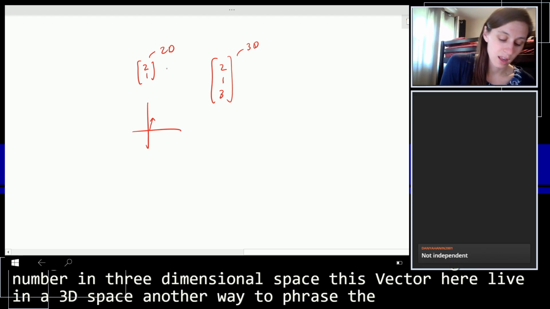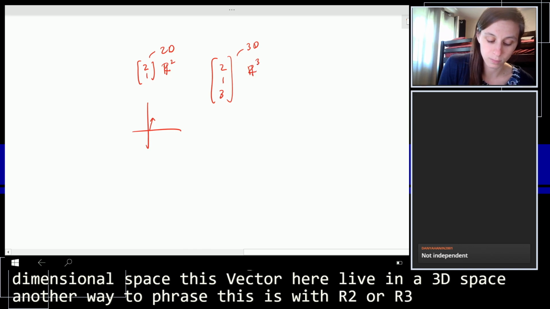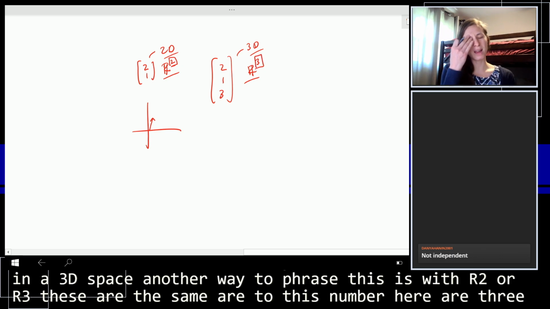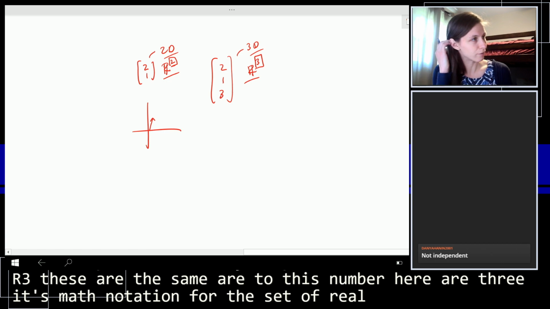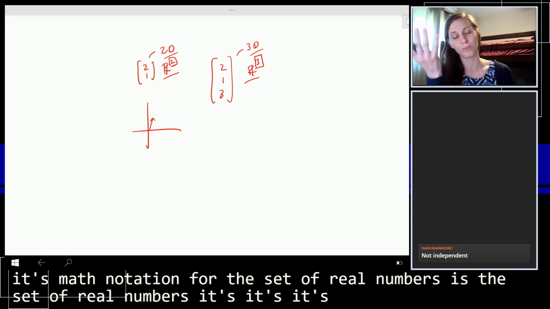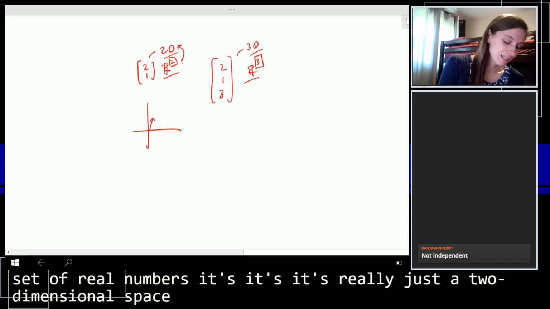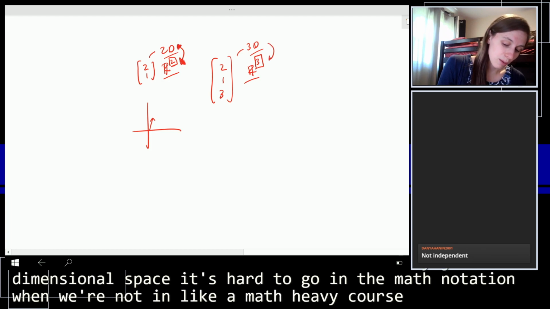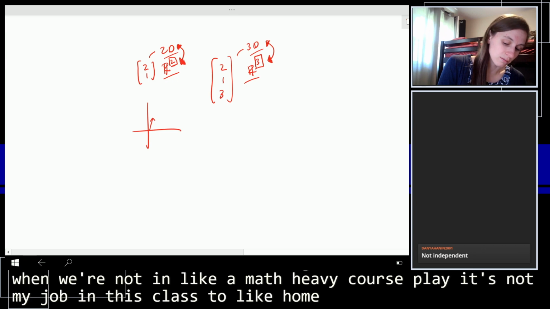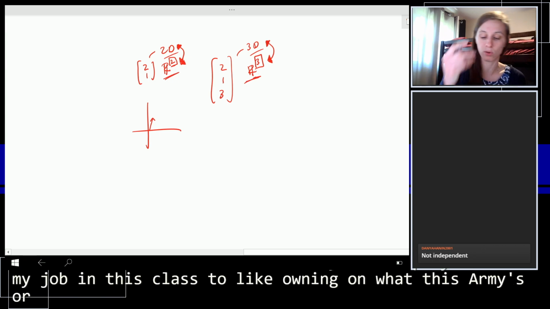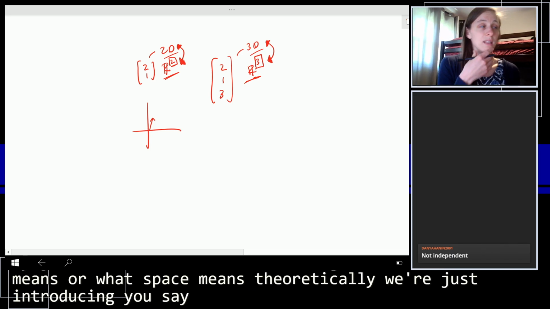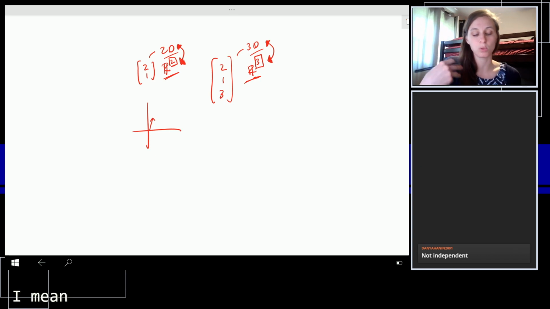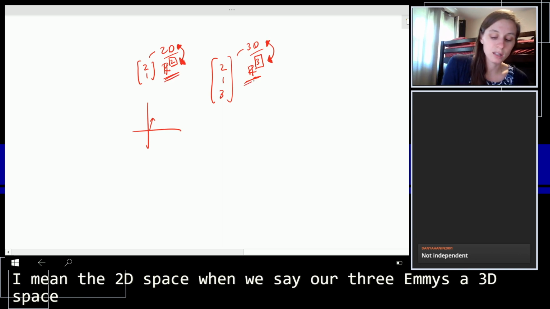Another way to phrase this is with R2 or R3. These are the same. R2, R3, it's math notation for the set of real numbers. The set of real numbers, it's really just a 2-dimensional space. So these are the same. It's hard to go into the math notation when we're not in a math heavy course. It's not my job in this class to hone in on what this R means or what space means theoretically. We're just introducing these ideas. You'll probably see this notation later on in your math classes. But when we say R2, it means a 2D space. When we say R3, it means a 3D space. It's just the space that our vectors live in.